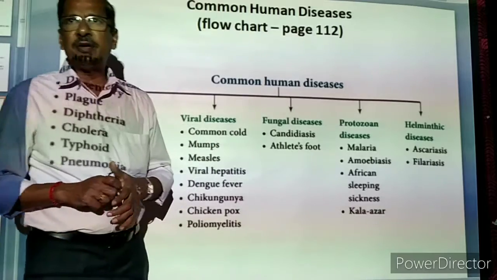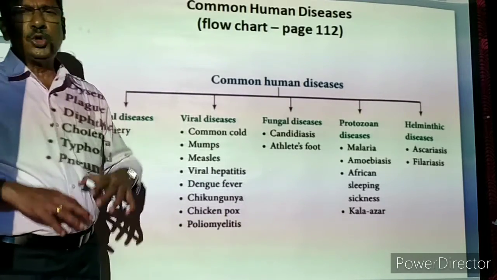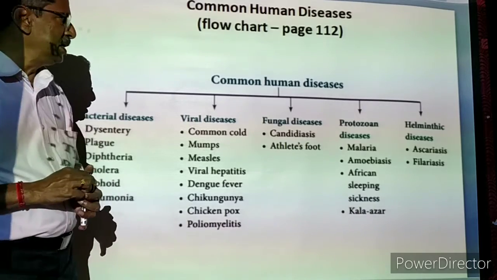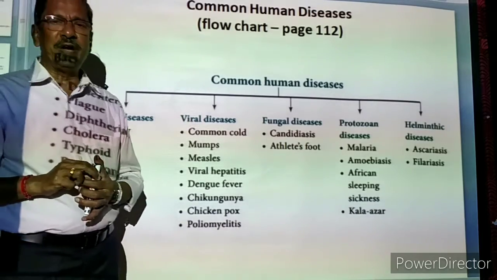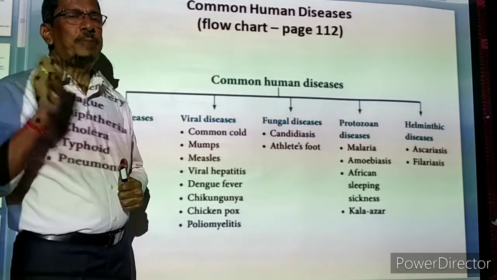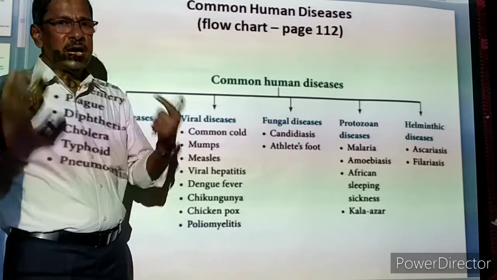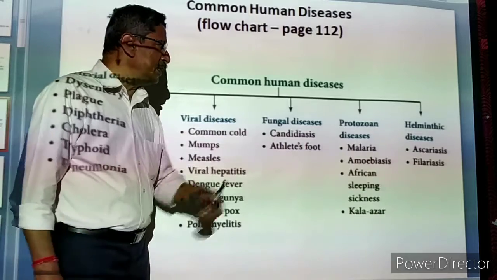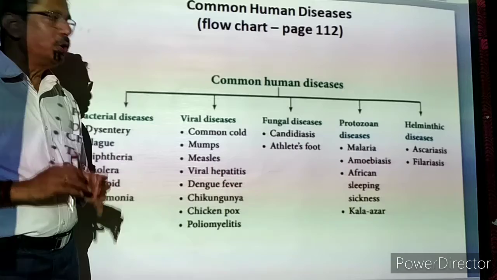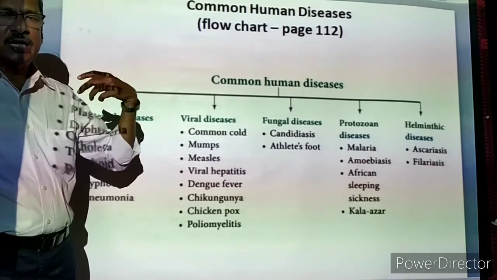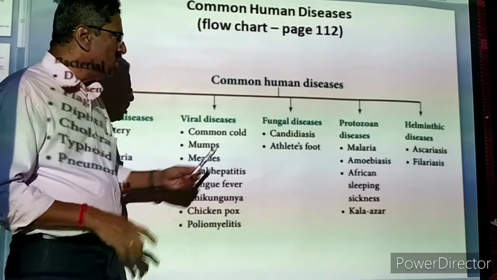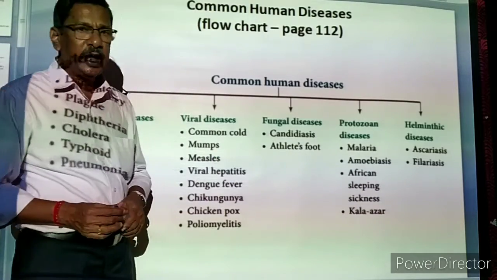Now there are certain fungi. Fungi means non-green plants. There are so many fungi which we can see by the naked eye, like mushrooms, but there are certain microscopic fungi. Among the microscopic fungi, some fungi are parasites. They enter the human body and cause disease. The first disease is called candidiasis. Candidiasis we can simply call a skin infection. Rashes will appear on the skin. That is called candidiasis.